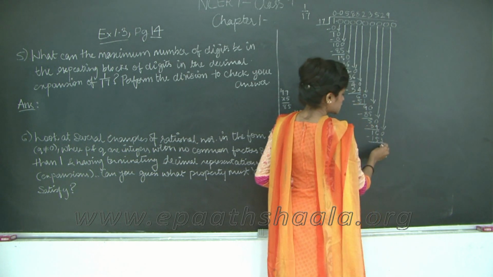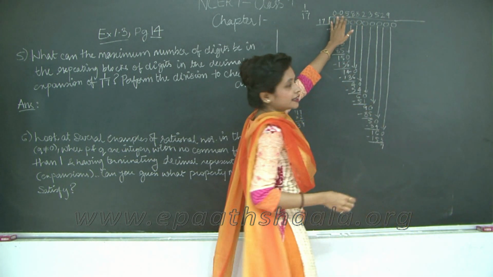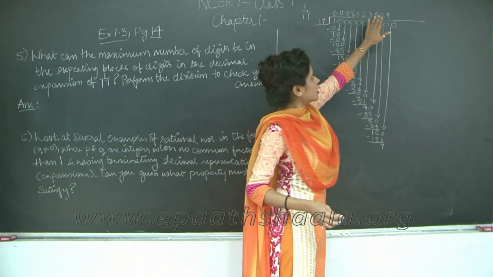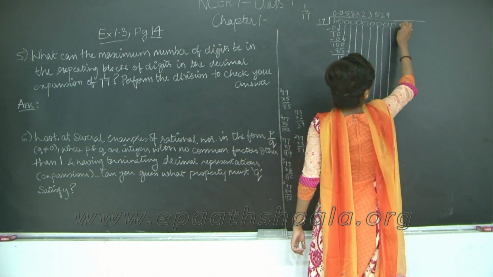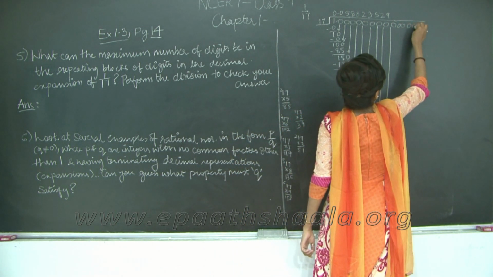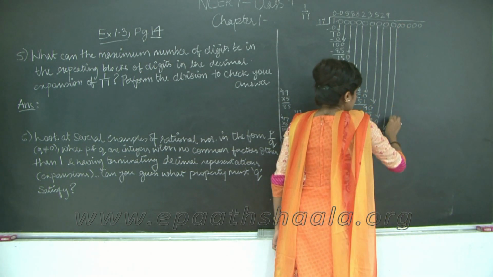So 160 minus 153 is 7. We haven't got any repetitive pattern of the digits in the quotient, so I will add more zeros in my dividend. Let's bring down this 0.